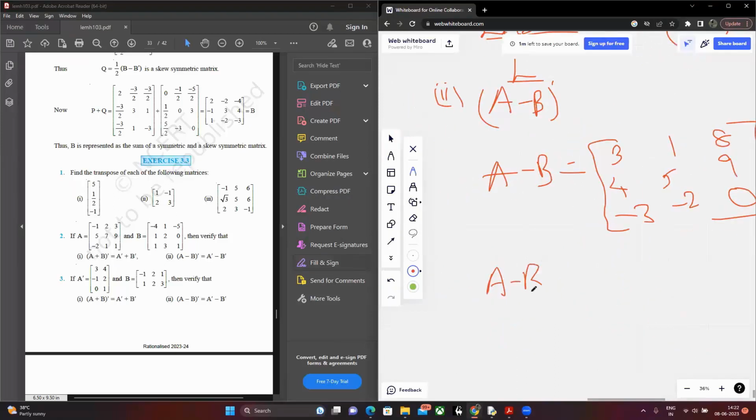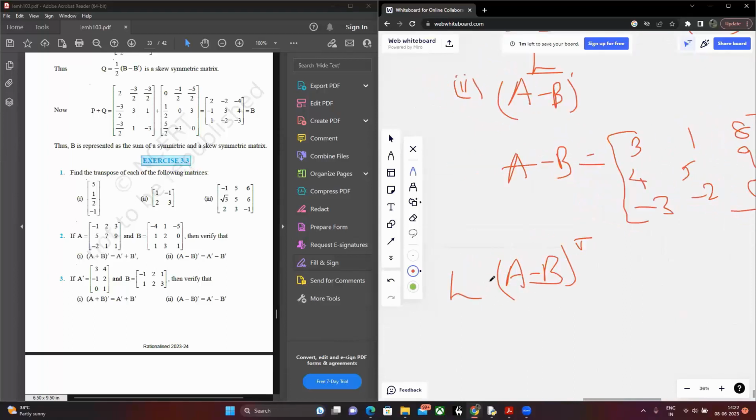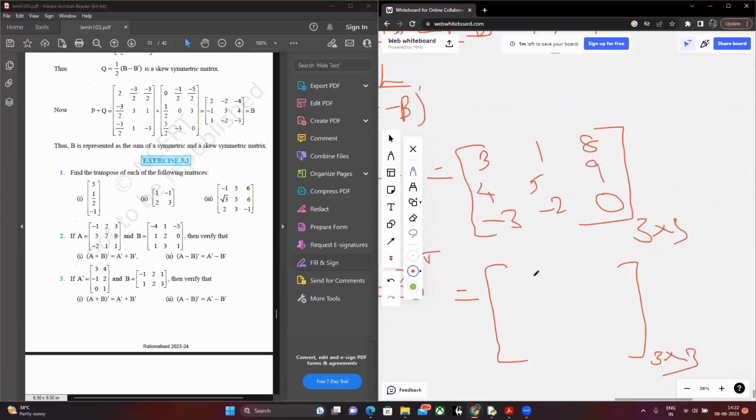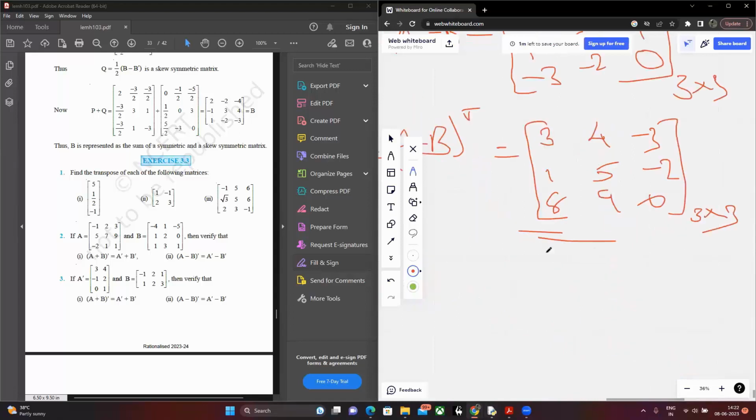Therefore, your A minus B, the whole transpose, is going to be your LHS L, and that is equal to, again, a 3x3 matrix with the elements 3, 4, -3. Then you have 1, 5, -2. And then you have 8, 9, and 0. Right? 3, 1, 8, 4, 5, 9, -3, -2, 0. So this is going to be L.